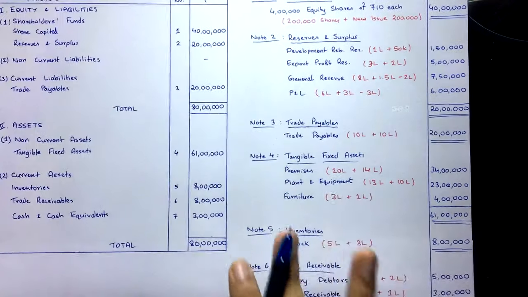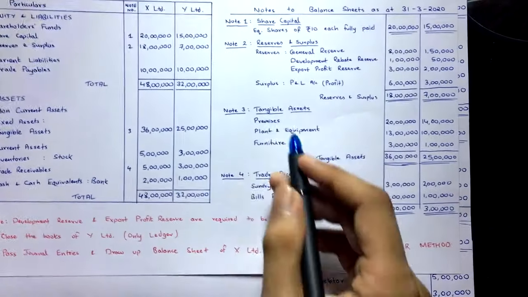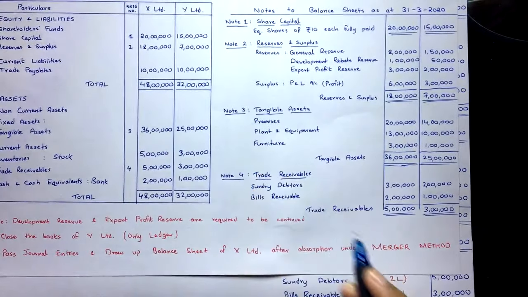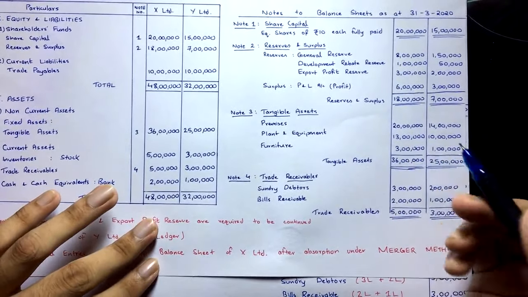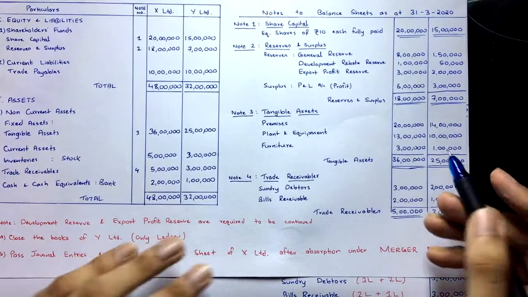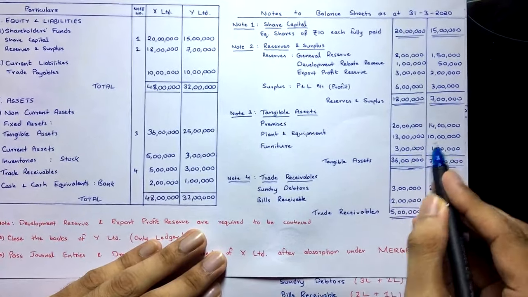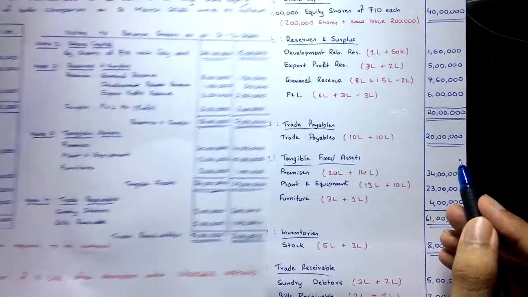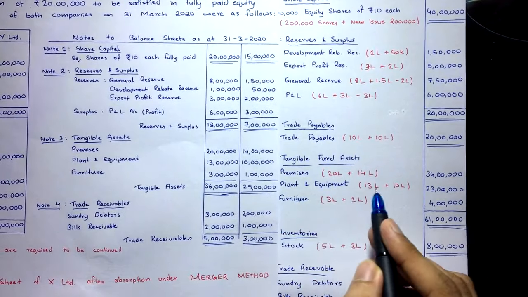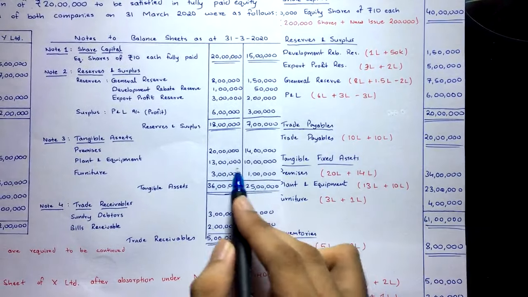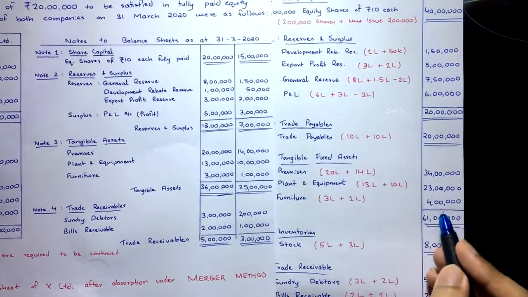Tangible fixed asset, note number 4, see here, what tangible fixed asset do we have? Premises, plant and equipment, furniture. Here, all the assets are taken over at the book values. Since this is merger method, you can directly add these two together. Premises, 20 lakh plus 14. Plant and equipment, 13 lakh plus 10 lakh. Furniture, 3 lakh plus 1 lakh. Simple. You get 34, 23, 4 lakh.